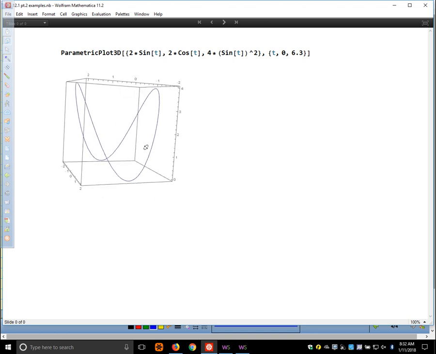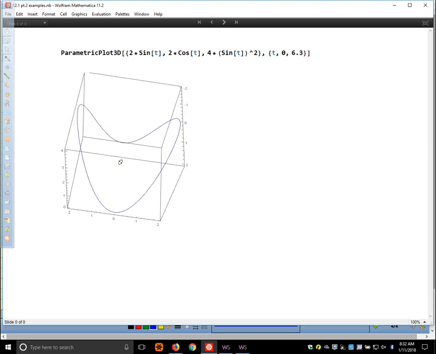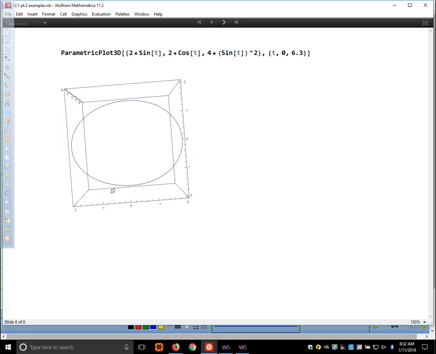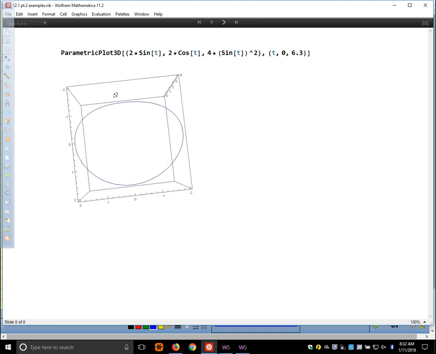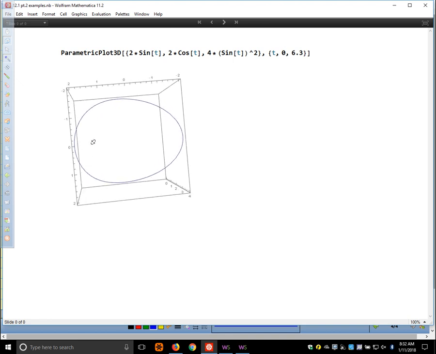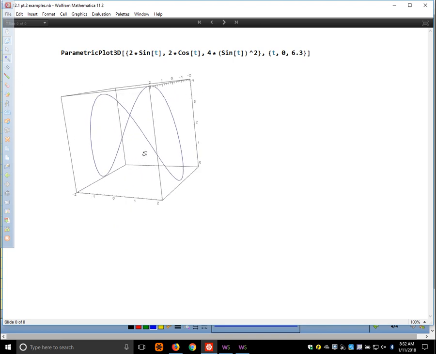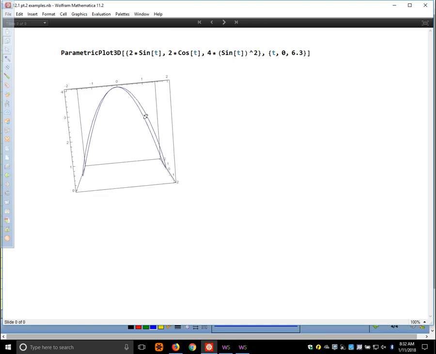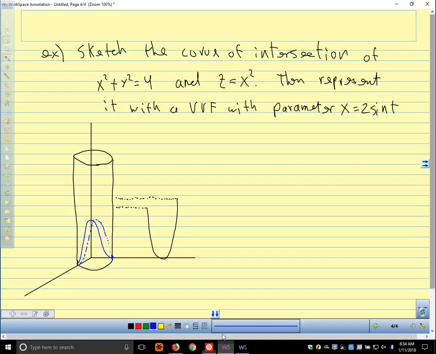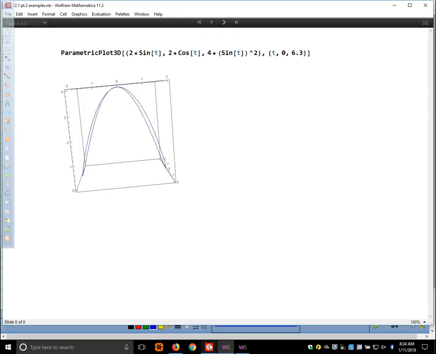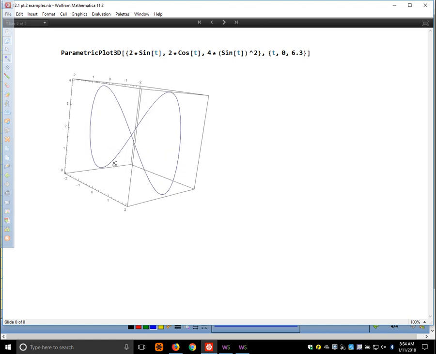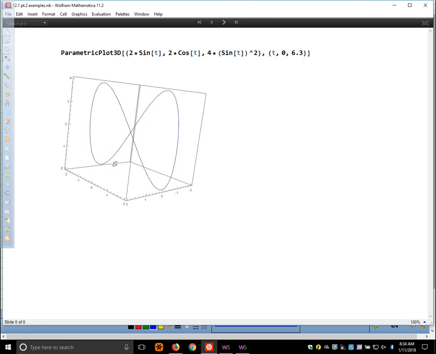Right, so here's the parabola cutting through. If I turn it this way, I get the circle. My axes are not symmetrical, so that would be the circle. And that would be looking at it from this side. So it's kind of a Pringle shape, but it's not the surface, it's just the curve, just the outline.